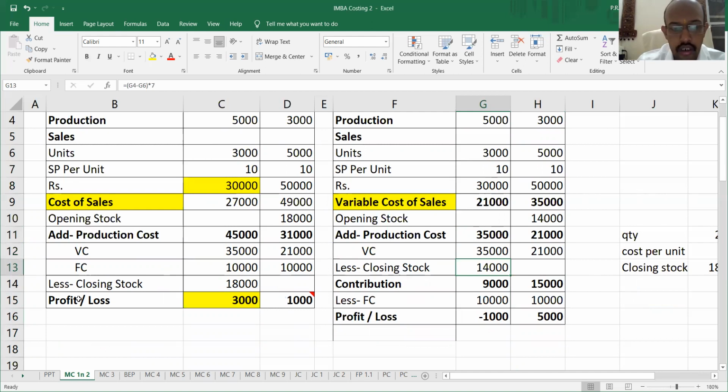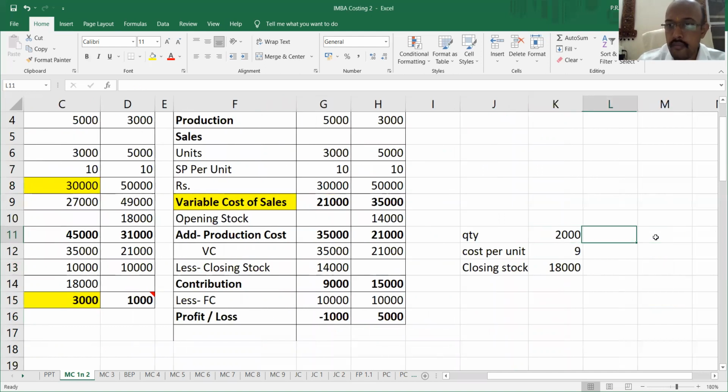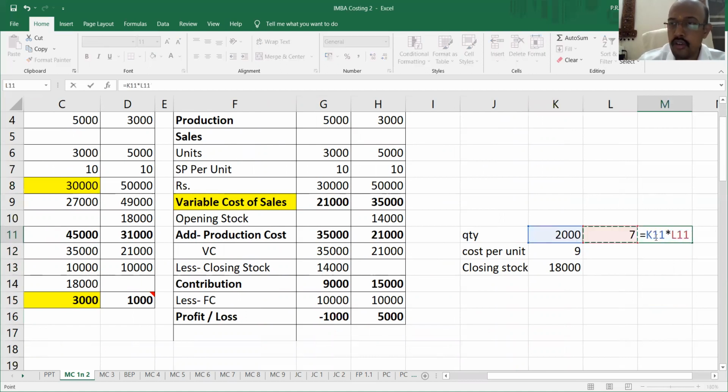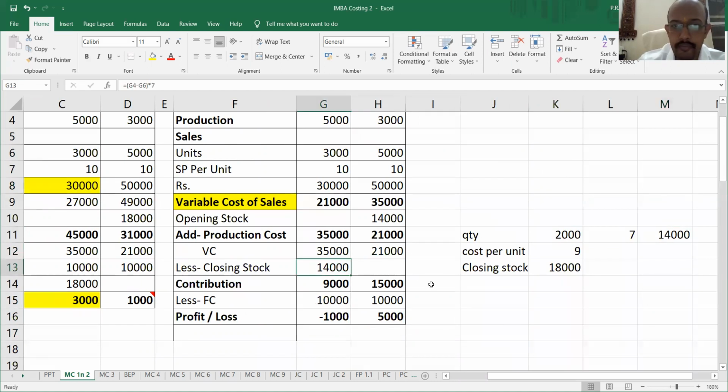How will I get the closing stock? We all know that 2,000 units, the same thing that we came to over here, remains outstanding. My variable cost is rupees 7. Now I'm going to value closing stock at not 9 rupees. It will be valued at rupees 7. Why? Because 7 is the variable cost. So when I say 2,000 units into 7 rupees, that is the variable cost per unit, my closing stock is valued at rupees 14,000.